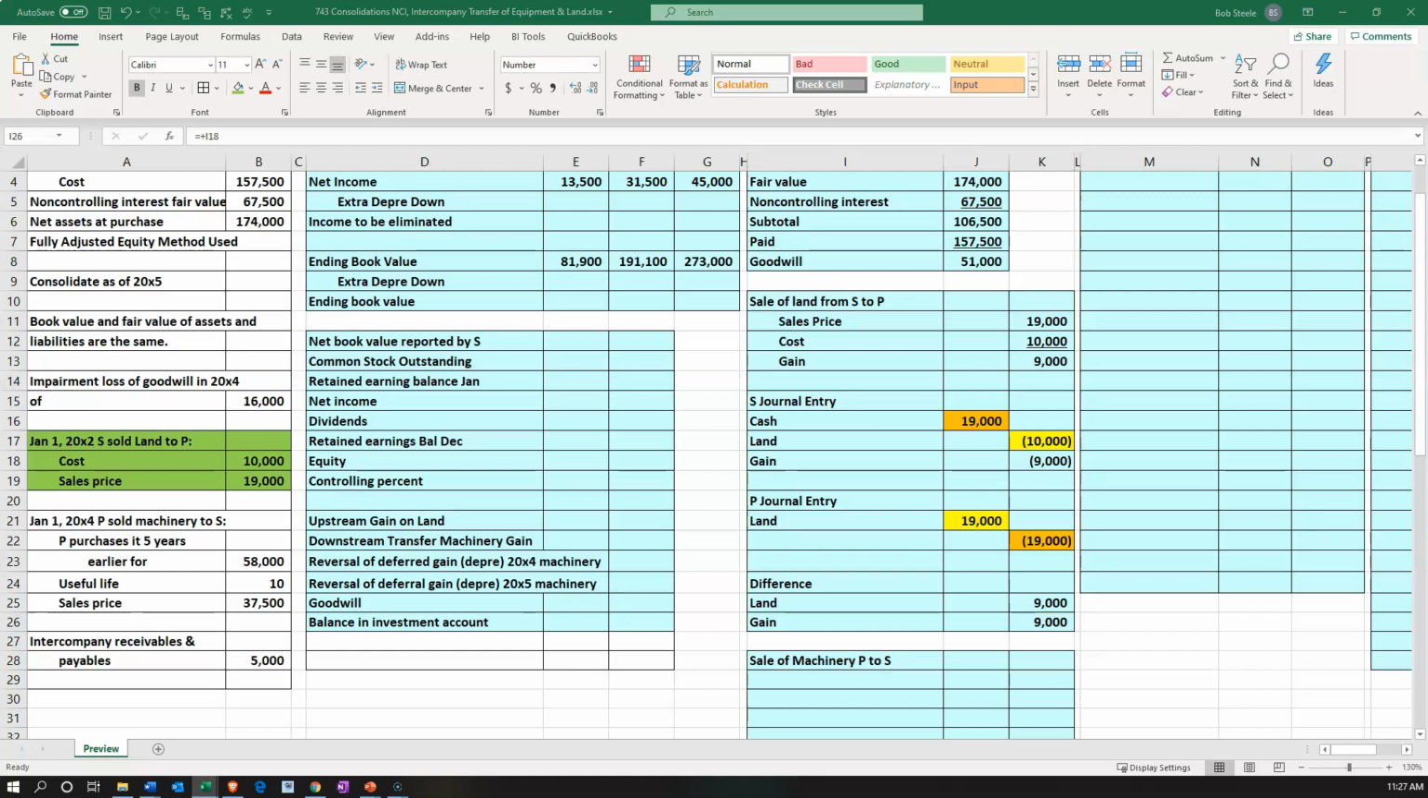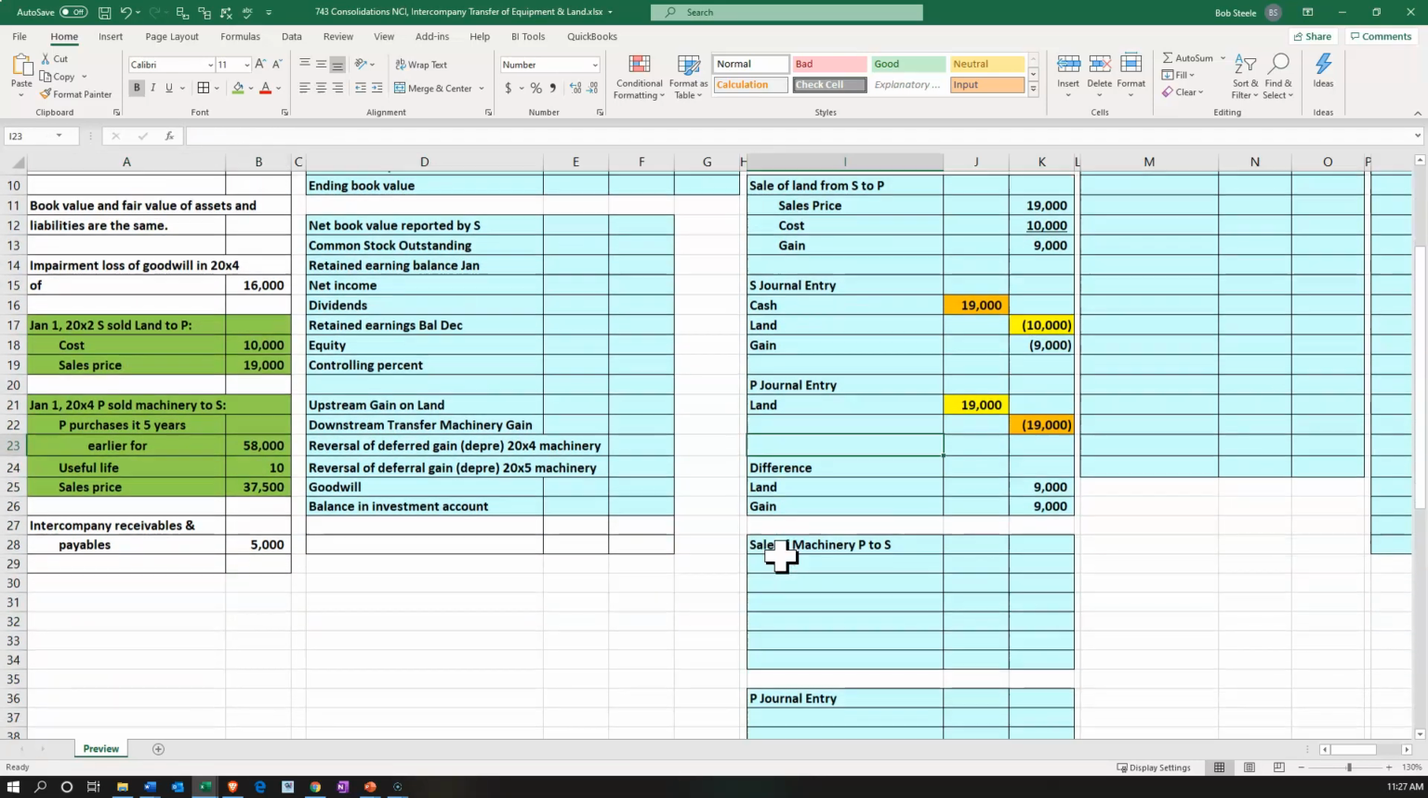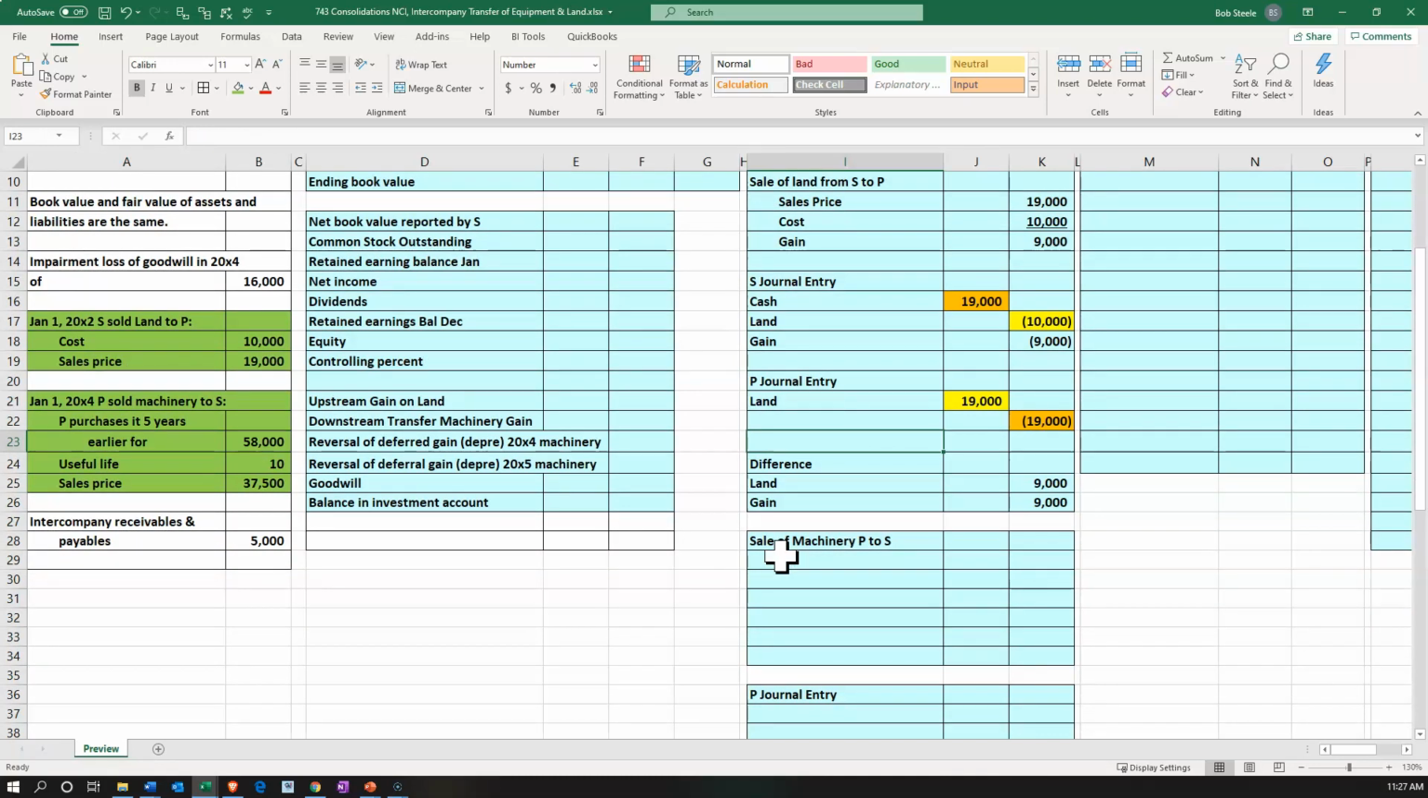Let's do the same thing for the machinery and equipment. Let's look at this one now. It's a little bit more complicated for the machinery and equipment because now we have depreciation to deal with. But we have the same starting point. What was the sale? Let's just calculate the sale on it. Well, we sold this thing for $37,500.